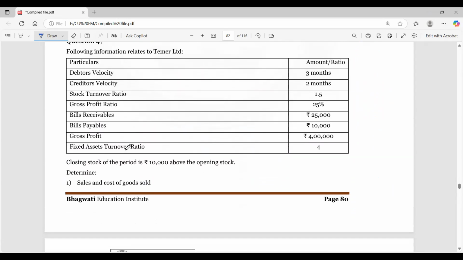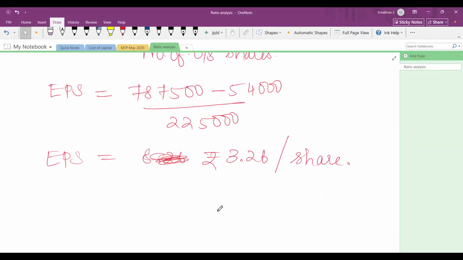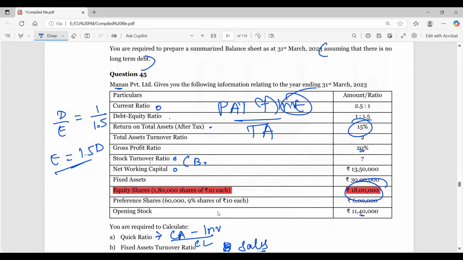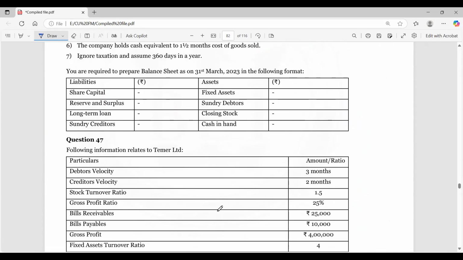If you are assuming that 22 lakh 50 includes reserves and surplus, you have to take 1 lakh 80. If you are assuming there is no reserves and surplus, it should be 2 lakh 25,000. In our working, we excluded this 18 lakh. Material they have taken 1 lakh 80 only. Come, take question number 45, check it.